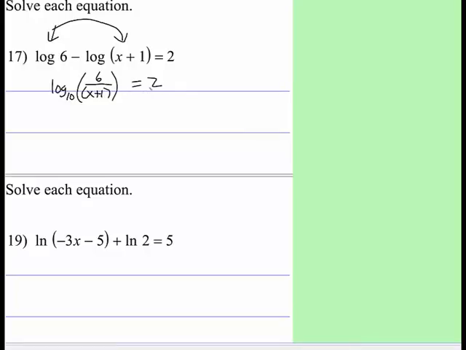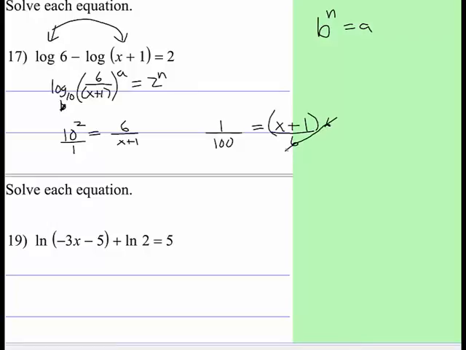Well, now that we have it in this form, we can write it in exponential form. Here's our base, here's our exponent n, and here's our value a. So remember, b to the n is equal to a. So 10 squared is equal to 6 over x plus 1. We could go ahead and simplify the 10 squared to 100, cross multiply and all that. But the other thing you could do is write this over 1 and then flip both sides. So now you're going to have 1 over 100 is equal to x plus 1 over 6.